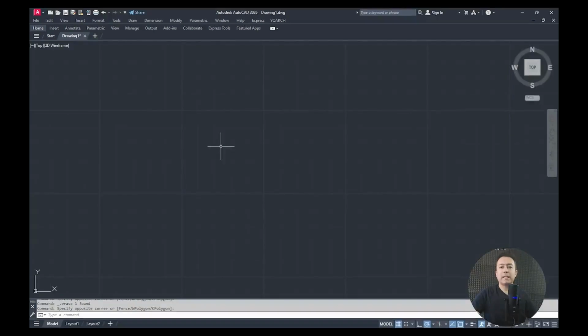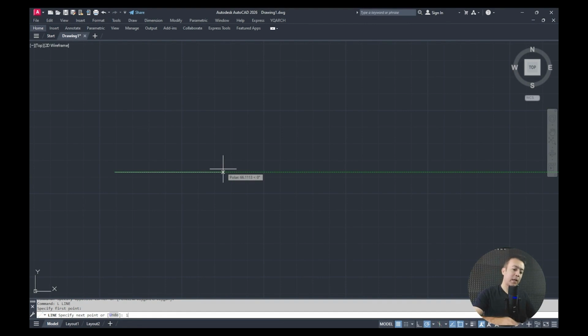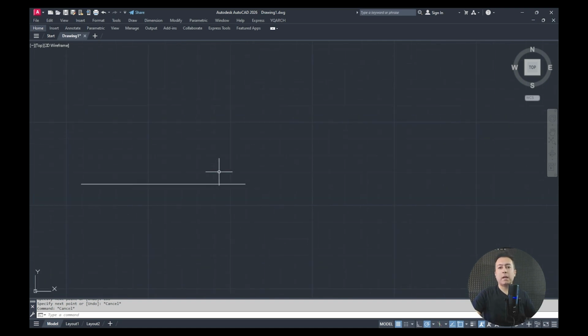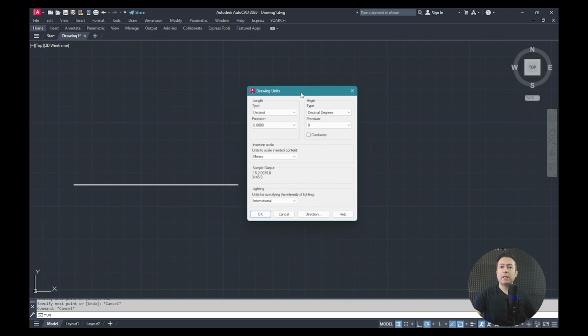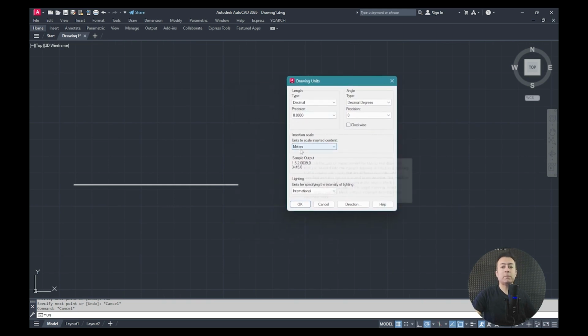Before I talk about setting the unit, I go to line and draw a line here, with a length of 100 units. This is 101, now 100 millimeters, centimeters, we don't know what it is. So now to set the unit, I'll press UN, enter. Let's take a look and see what this is. The unit is meters, so what I drew now was 100 meters.